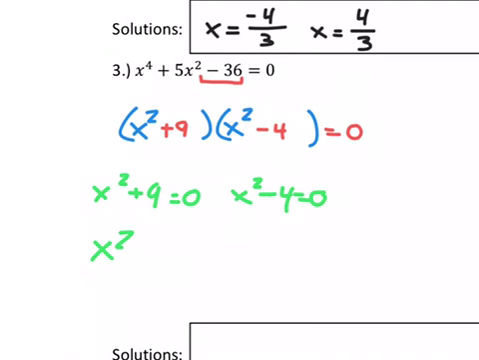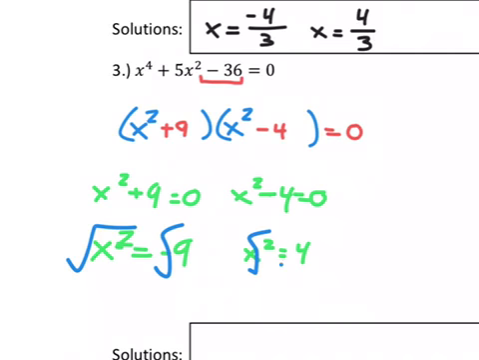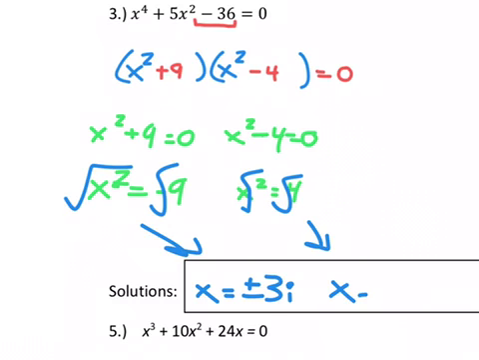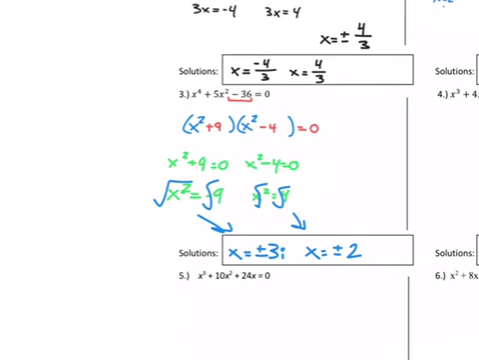So we'll get that x squared is equal to negative 9, x squared is equal to 4. So when I square root these here, for this one, we'll get that x is equal to plus or minus 3i. Square root of 9 is 3. It was negative, so we have the i. And then this one here is that x is equal to plus or minus 2, because square root of 4 is 2.